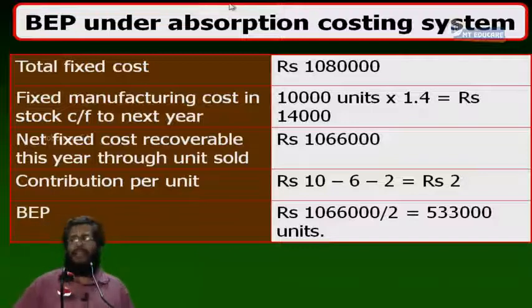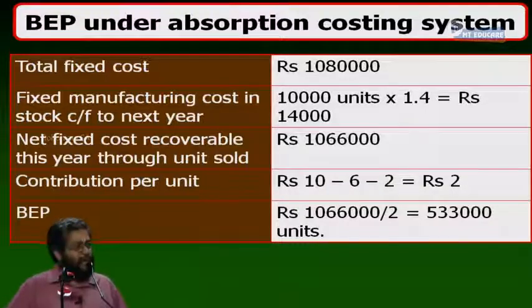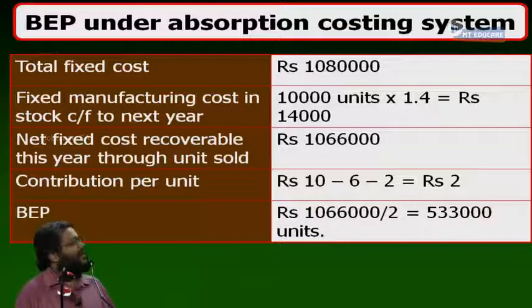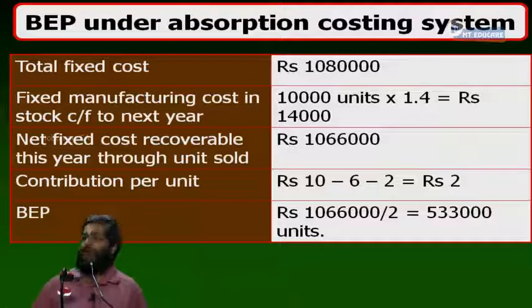Marginal costing break-even point is as usual. It is going to be fixed cost divided by contribution per unit. I don't need to worry about fixed cost inside net stock, because it is not there inside the net stock. So it's a normal break-even point calculation. Everybody, yes or no? Please tell me yes or no.